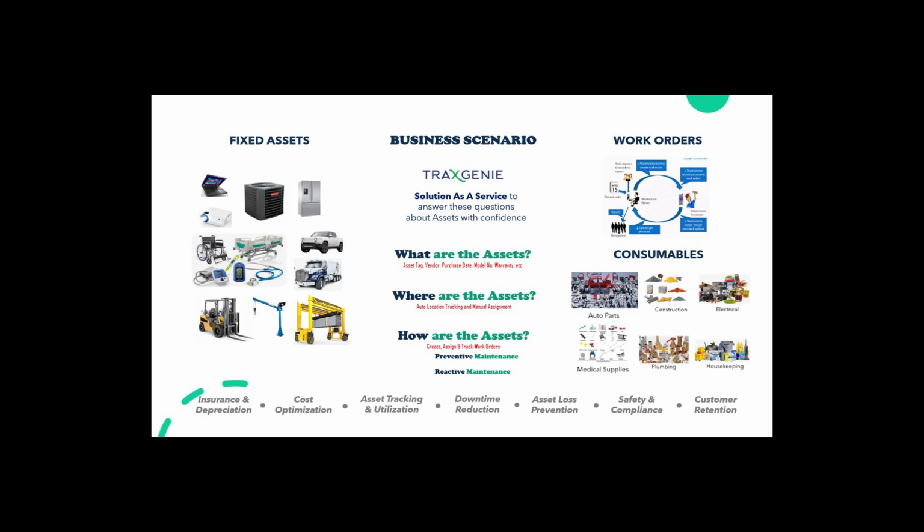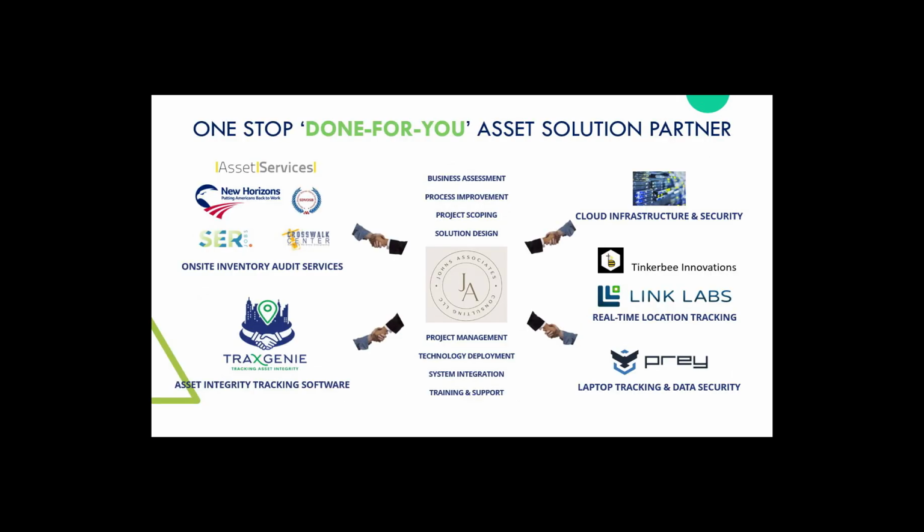TraxGenie is a complete asset management and maintenance solution designed to answer three questions. What assets do I own? Where are they? And what condition are they in? What, where, and how? Our process is to first assess your situation with a Lean Six Sigma process improvement approach.